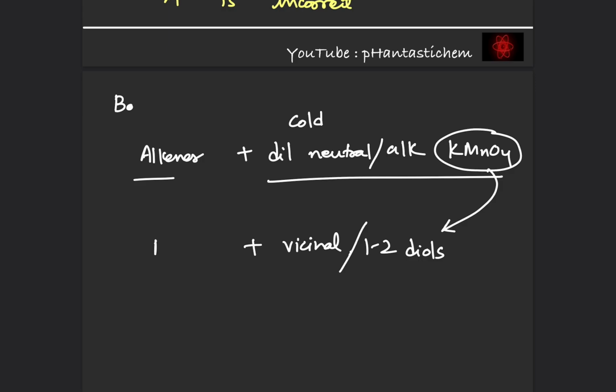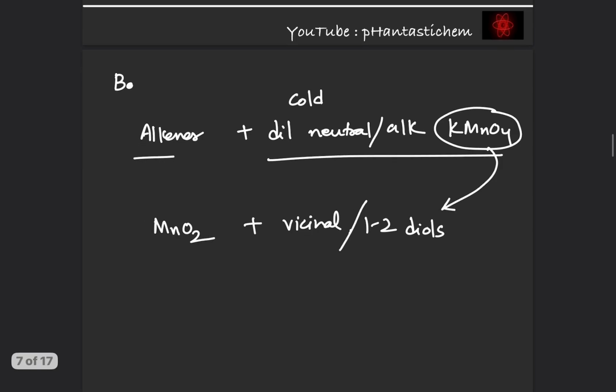So we get one more product, that is MnO2, right? During this reaction, the typical pink color of KMnO4 solution is discharged and a brown precipitate of MnO2 is formed. So that's why this test is also used to check saturation or unsaturation.